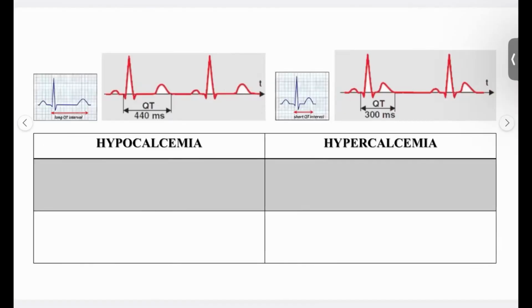So next, moving on to hypocalcemia. What is hypocalcemia or hypercalcemia? Calcium is inversely proportional to the QT interval. So if the calcium level is low, there is a high chance of QT prolongation. If the calcium level is very high, then the QT interval is short. So this is how patients present with hypocalcemia or hypercalcemia.